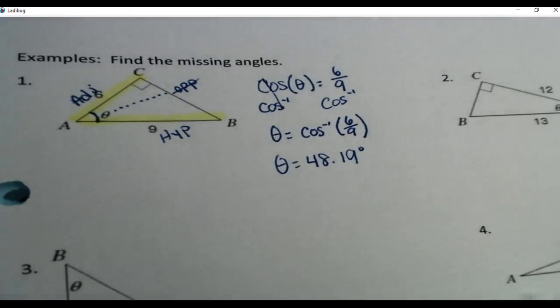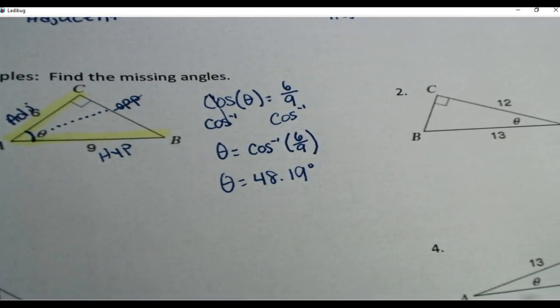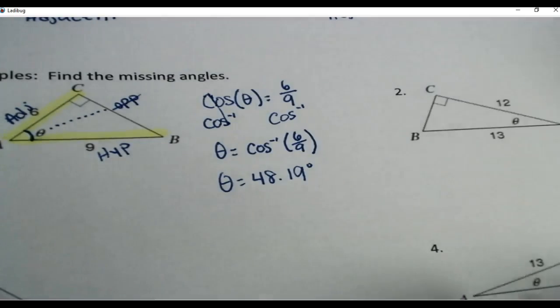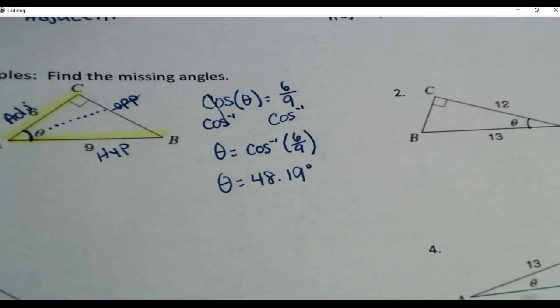Alright, so we've got number 2. Again, we want to arc it, and those are the two sides that we highlight.